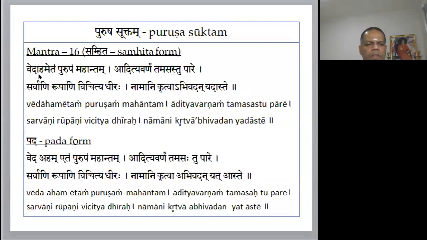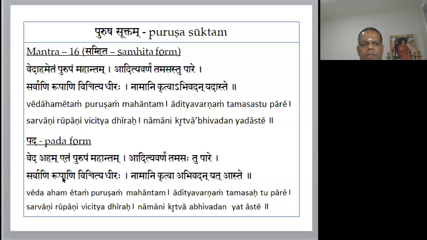So we will look at the pronunciation. Vedahametam Purusham Mahantam. The sha here is a cerebral sha, so the tip of the tongue has to point upwards. Aditya Varnam Tamasastupare. There are no aspirated sounds. Sarvani Rupani Vichitya, no aspirated sound. Dhiraha. This dhi comes from the dha, which is the fourth letter in the tha varga, so it has to be aspirated. Namani Kritva Bhi. This bhi again is the fourth letter in its varga, so it has to be aspirated. Yadaste.